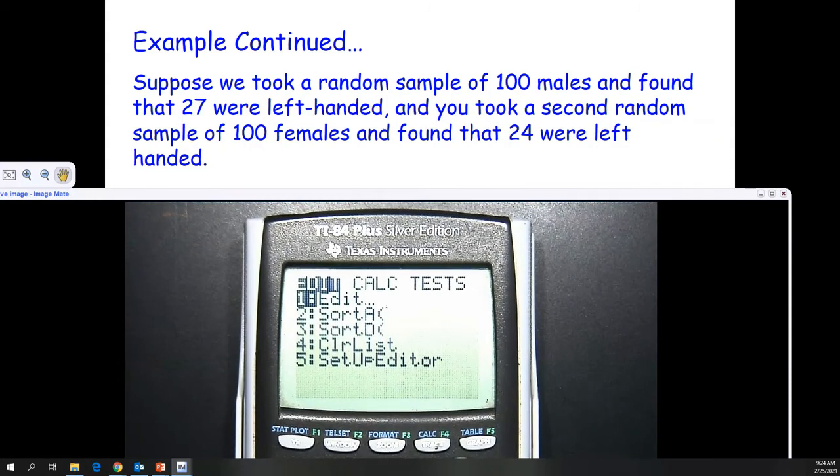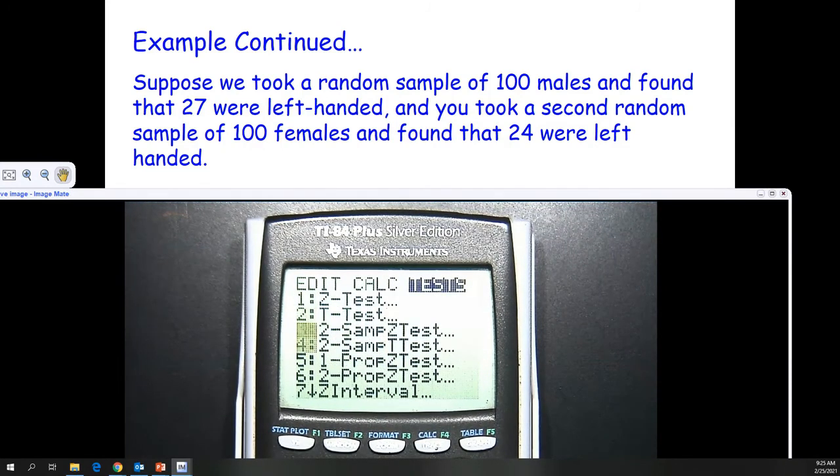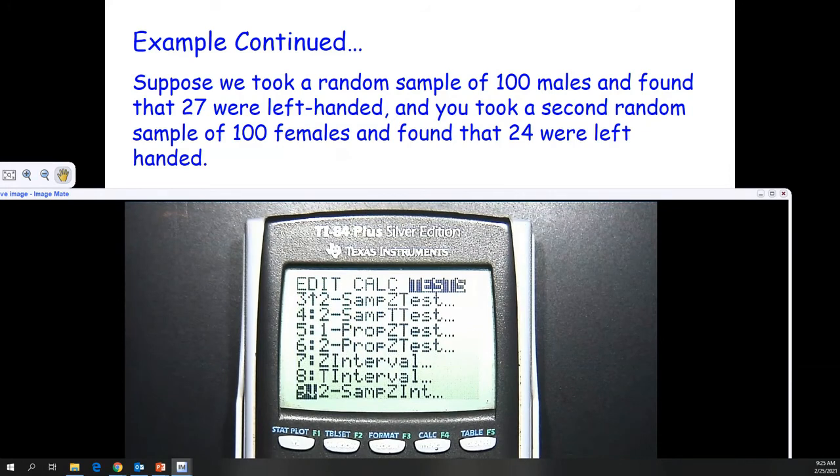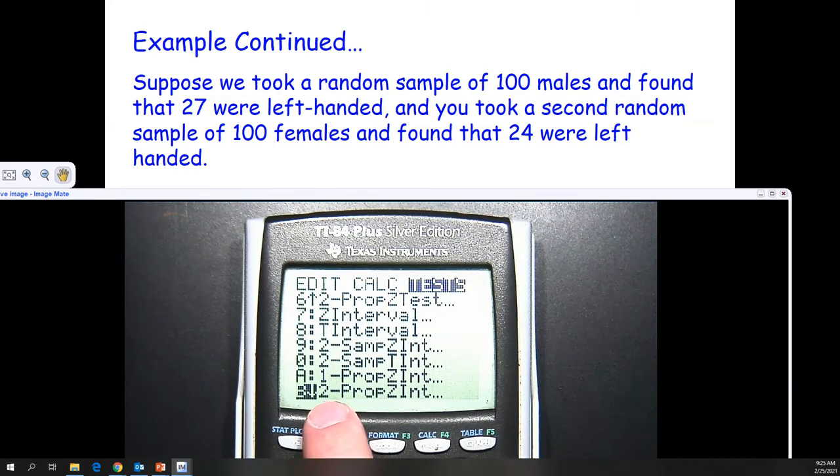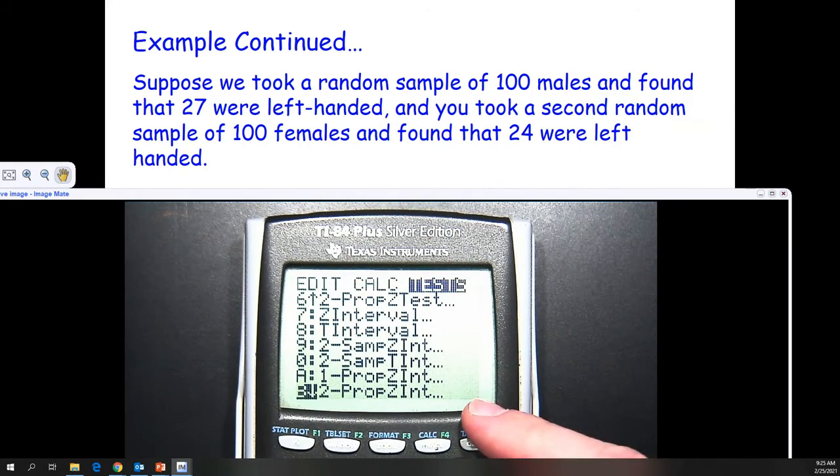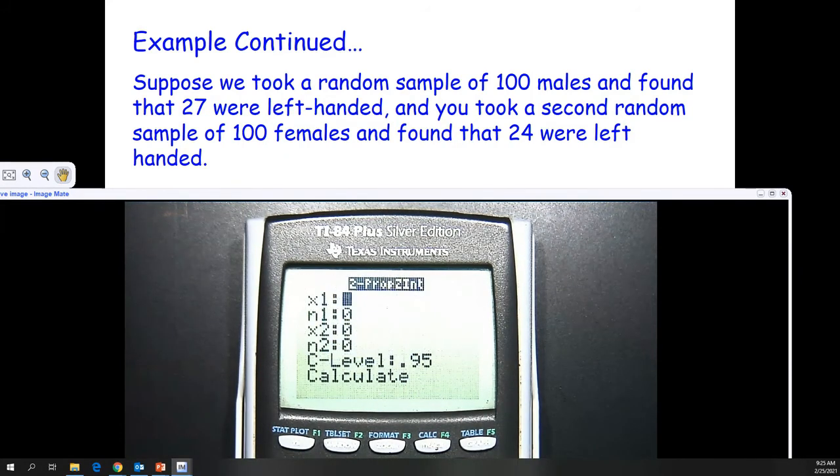But when you have double trouble, when you have 2 sample proportions, when you go to test and scroll down, we're no longer doing a 1 prop z int. We're doing a 2 prop z int because we have 2 sample proportions and we're doing a confidence interval based on those. We're finding the interval of the difference. So if you have 2 samples that you're working with, you're going to choose 2 prop z int. Again, it's kind of like on rails. It's not going to be super difficult to input this information.